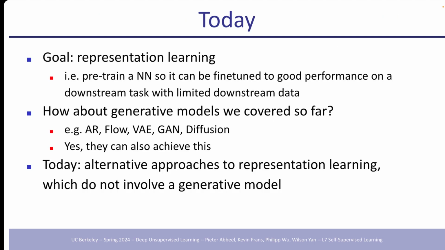So the goal in representation learning is to pre-train a neural network so it can be fine-tuned to have good performance on a downstream task with limited downstream data. Generative models can achieve this, but today we're going to look at alternatives which do not involve a generative model. Okay?